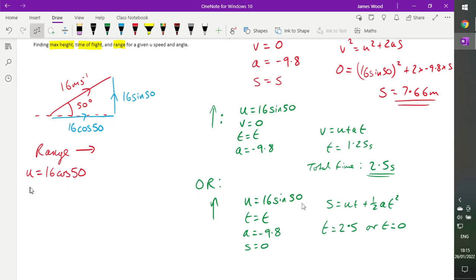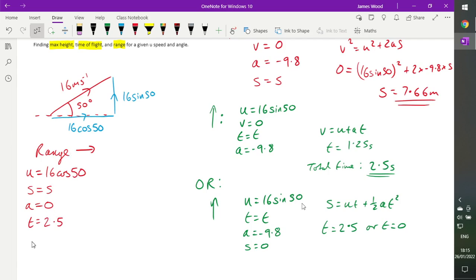For the horizontal range, we want to find s. So I'm just going to say that s is s. We don't really know what the final, well actually we do know what the final velocity is to the right. It's still going to be 16 cos 50, but that's not really going to help us solve this problem. The acceleration to the right is 0. Remember how we talked about there's no forces left and right. So what other information have we got? Well, we've got t. We know the time of flight is 2.5 seconds. Okay, so finding the range relies on you knowing the time of flight to help you.